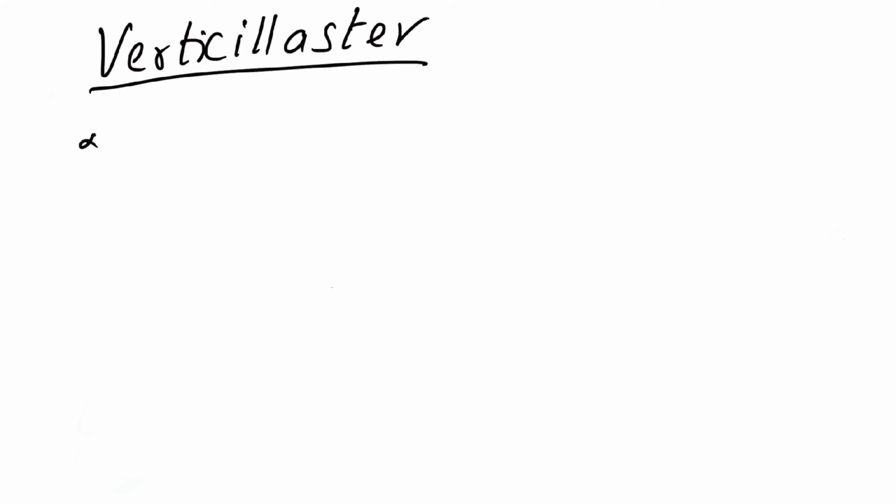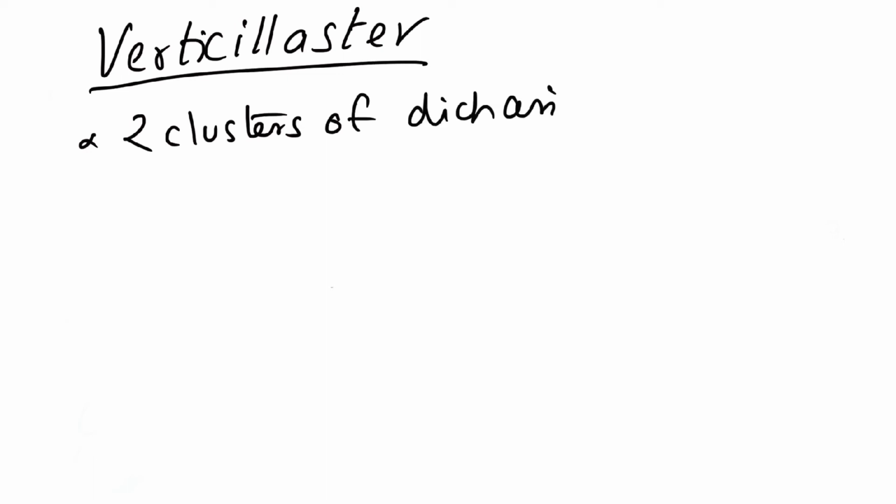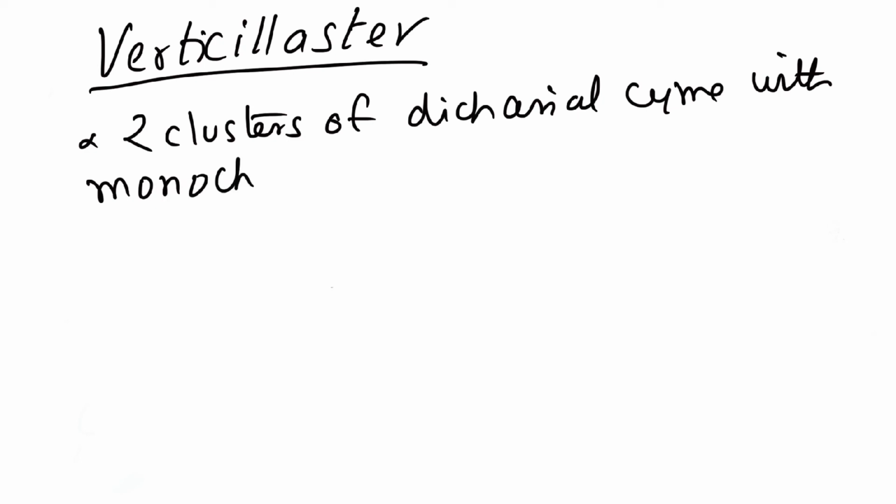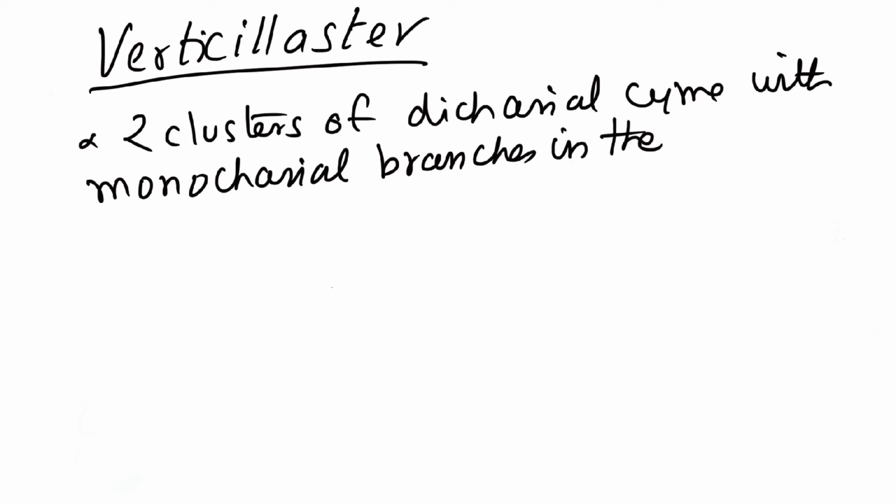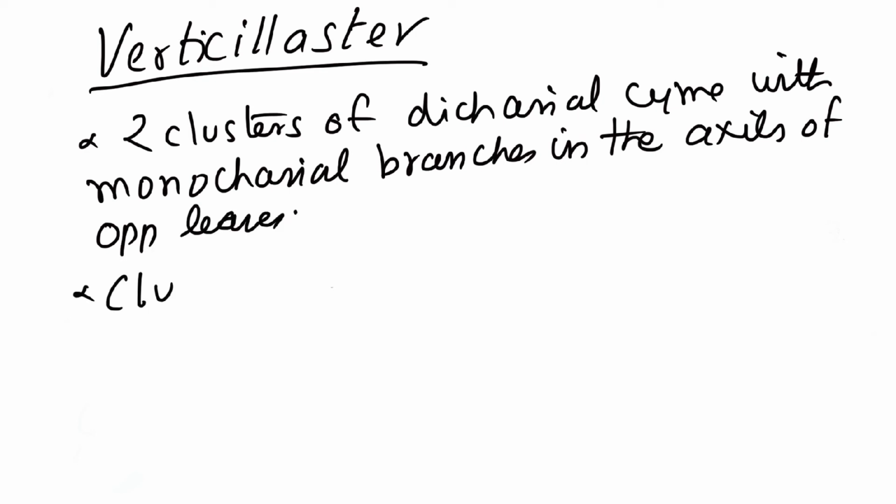Going on to the second special kind of standalone inflorescence is what is called Verticillaster. That naming is due to a particular condensed foliage-like structure, which we will be covering shortly. So here there are two clusters of dichasial cyme. Note the point: even though we are calling it a special inflorescence, it has the dichasial cyme. So two clusters of dichasial cyme with monochasial branches in the axils of opposite leaves. That's the key point.